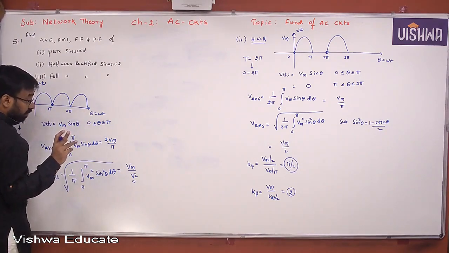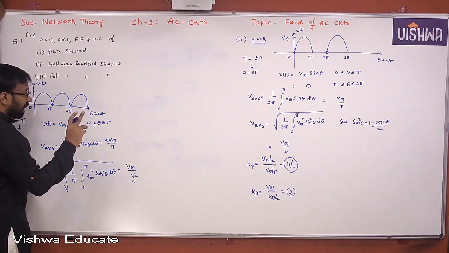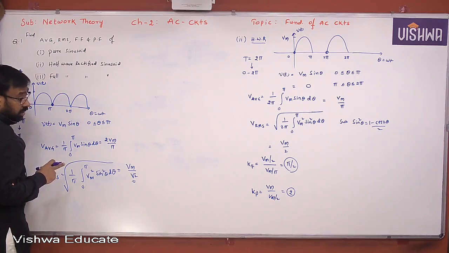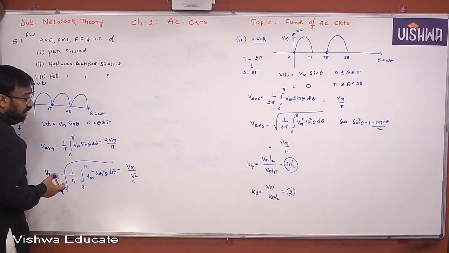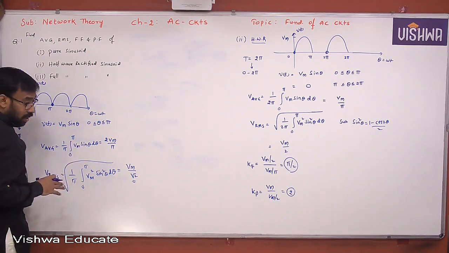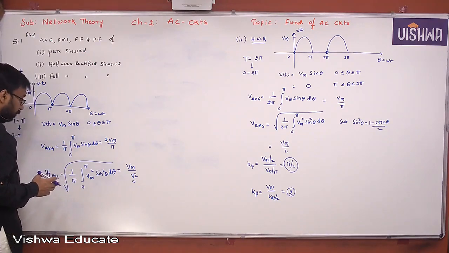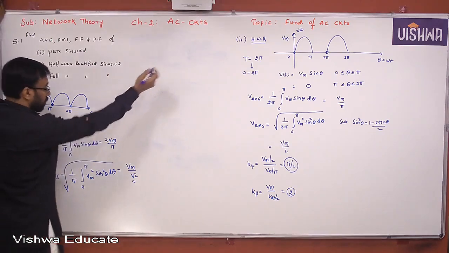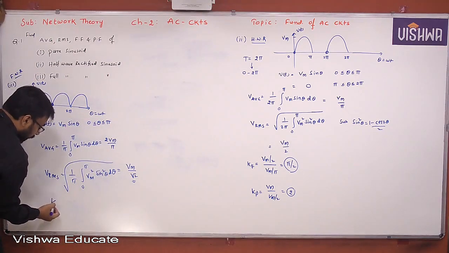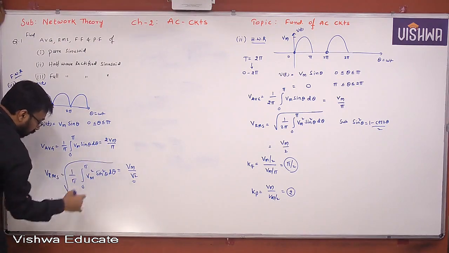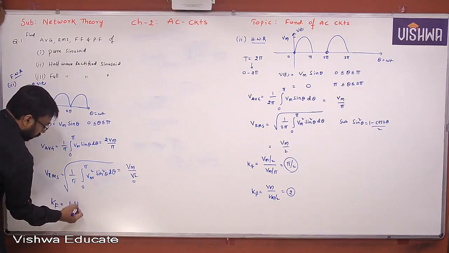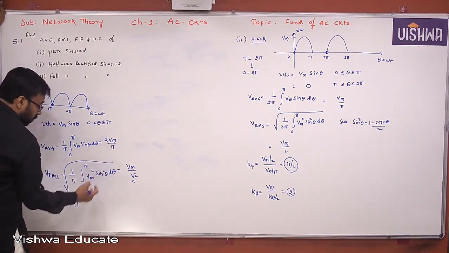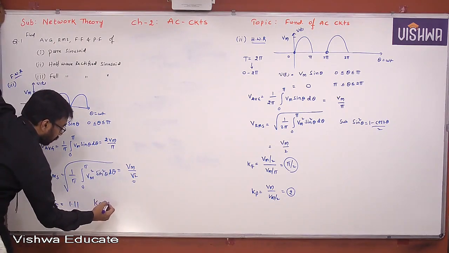Average value is not the same because the average value of a pure sinusoid is 0. Of course, for the sake of form factor, we have considered half a cycle, only for form factor calculation. Otherwise, the average value of a pure sinusoid is always 0. So RMS value is the same, and the form factor will also be similar to the pure sinusoid, 1.11, no doubt, because we already calculated that with similar expressions. So Kp will also become root 2.